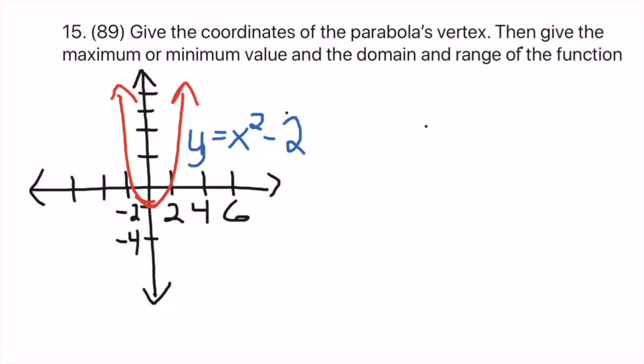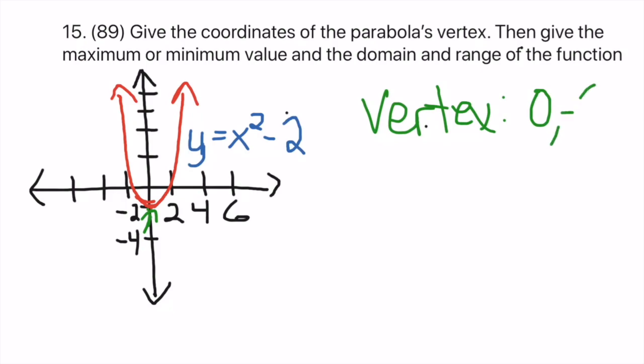Number 15 is from lesson 89. Give the coordinates of the parabola's vertex. Then give the maximum or minimum value and the domain and range of the function. So first, let's give the parabola's vertex. So the vertex is the very base of the parabola, which is right here. So it looks like that point, x is 0. So let's write out vertex. X is 0 and y is -2.